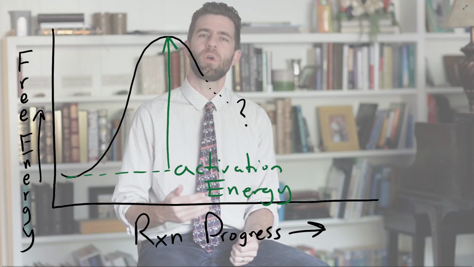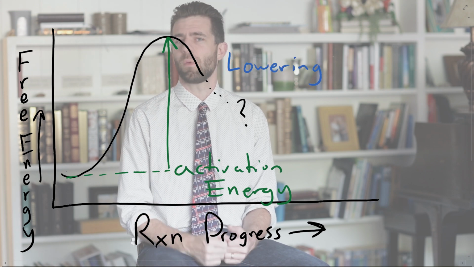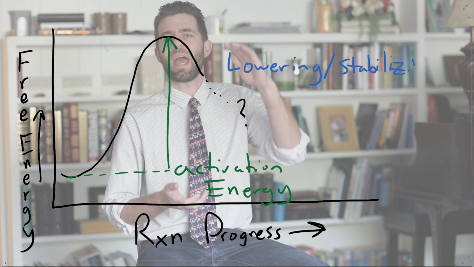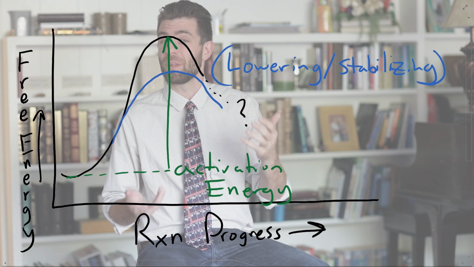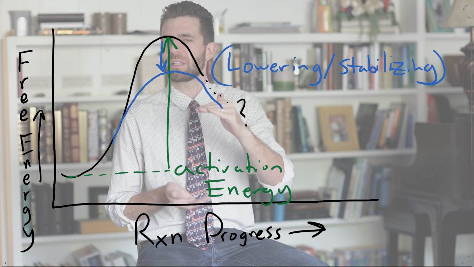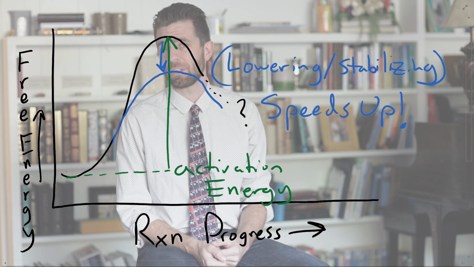Now, if we lower the energy of our activated complex, what's going to happen? Well, the activation energy is going to actually decrease, and by the way, lowering energy means to stabilize, right? And that's going to decrease our activation energy, which is going to speed up the entire reaction. Well, let's look at how this could potentially happen.